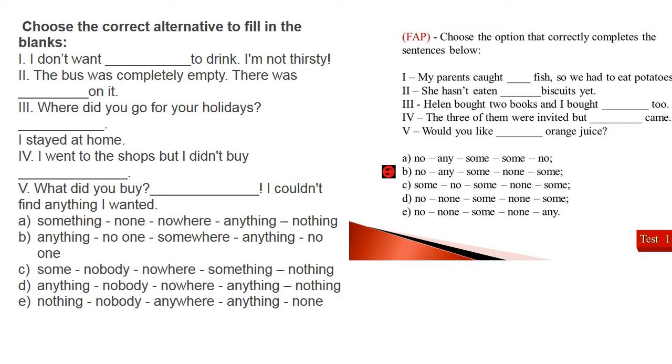4. The 3 of them were invited, but came. The answer: the 3 of them were invited, but none came. And 5. Would you like orange juice? The answer: would you like some orange juice?